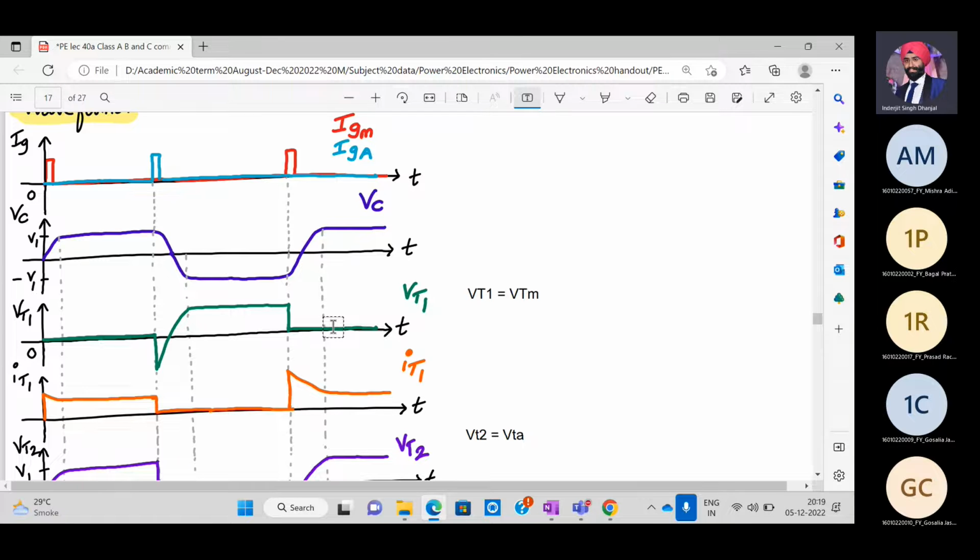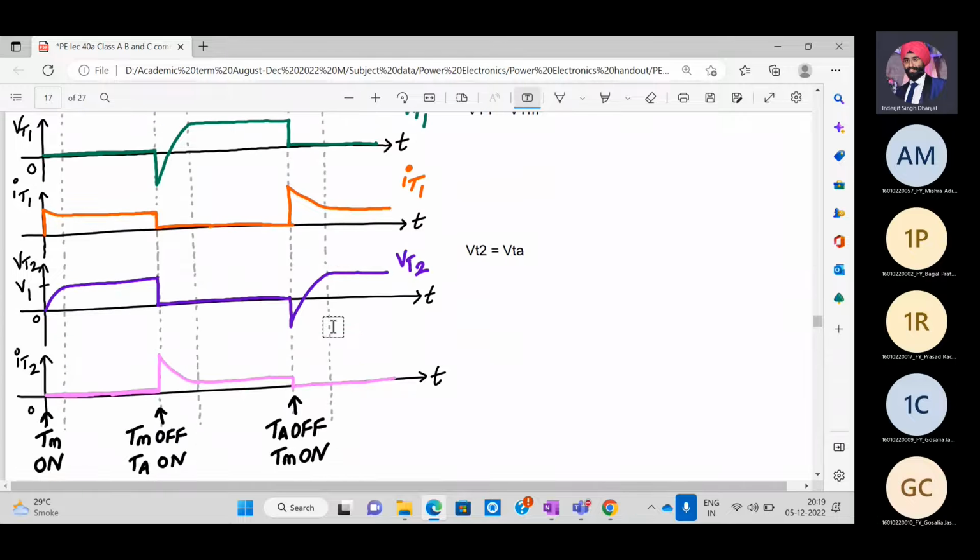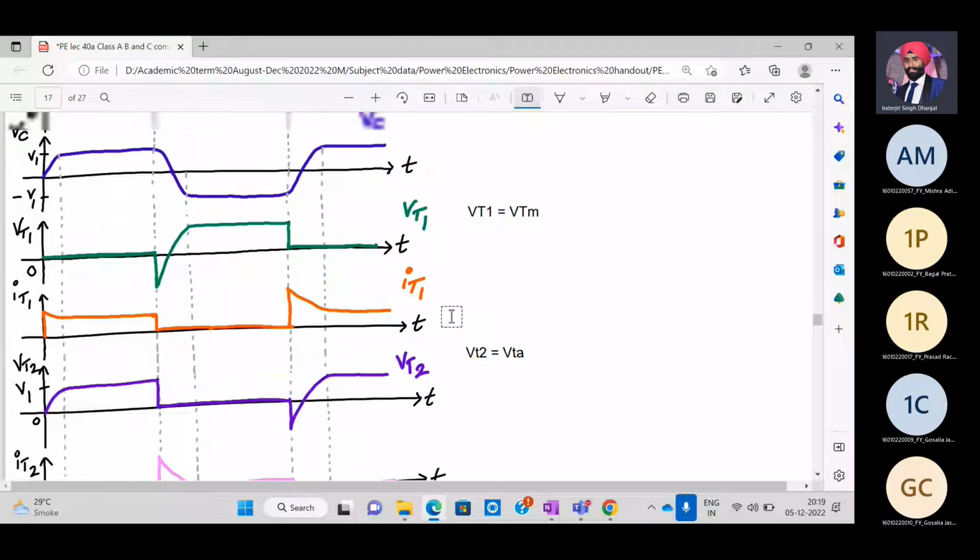Is that fine? Any queries in this? Yeah. Complementary commutation is very interesting and it's very easy to explain. Okay. Can we move on to the next one?